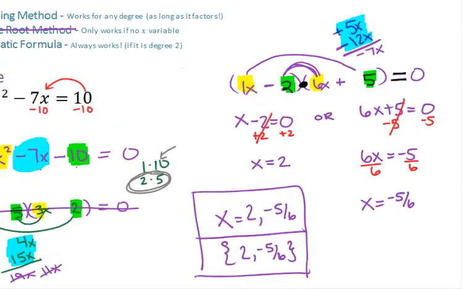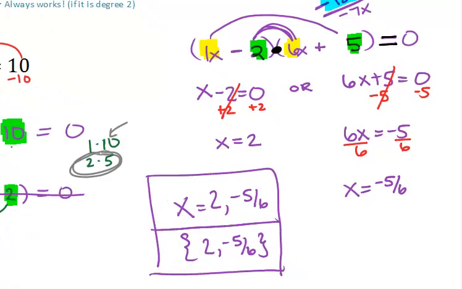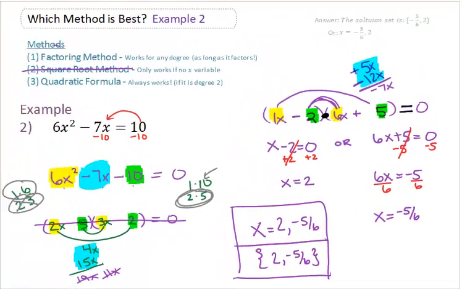Notice what type of answers we ended up with here. We ended up with pretty answers or rational answers, meaning that these answers are whole numbers or fractions. So the factoring method in this problem does work. However, you could have also solved this problem by using the quadratic formula. You would have gotten the same answer, it just probably would have taken you a few more steps to solve.